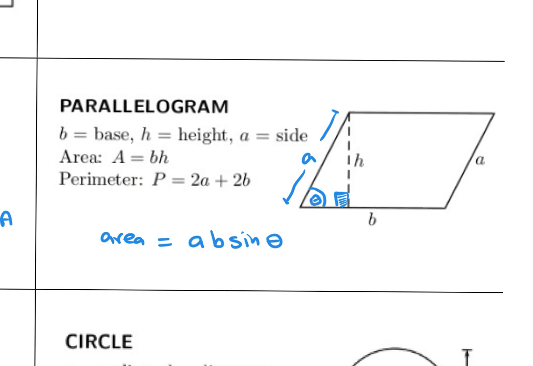Same for the perimeter, because this is b, so this is also b, and this is a, so this is also a. So for the perimeter, just add all: 2a plus 2b.